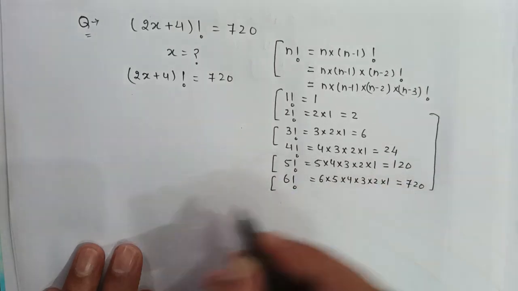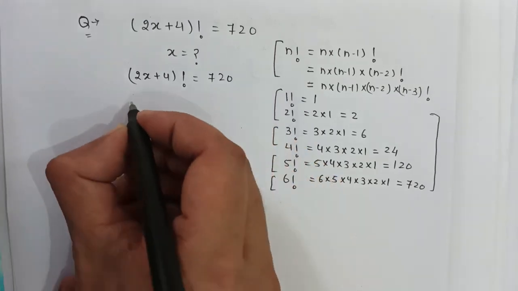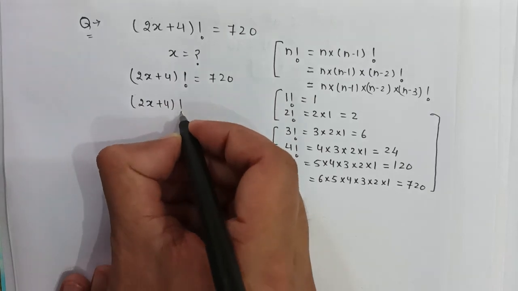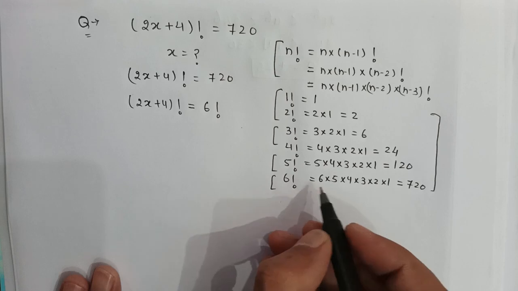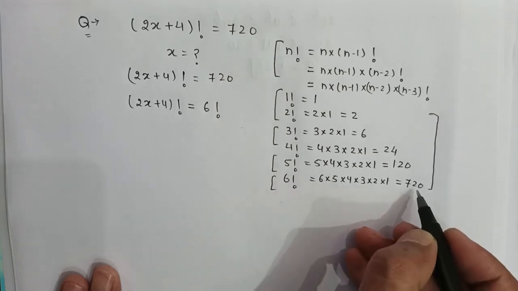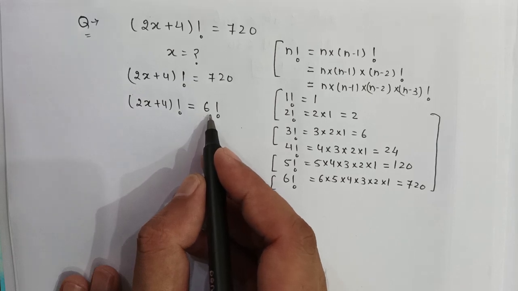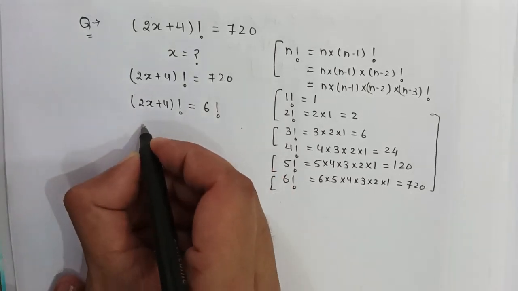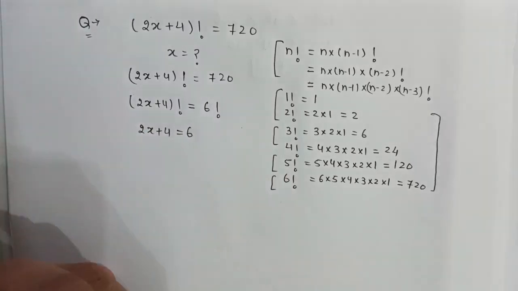So we can write 720 as 6 factorial. So here it will be (2x + 4)! is equal to 6!, because we can write 720 in the form of a factorial, that will be 6 factorial, right? On comparing both sides, we get 2x + 4 is equal to 6, right?